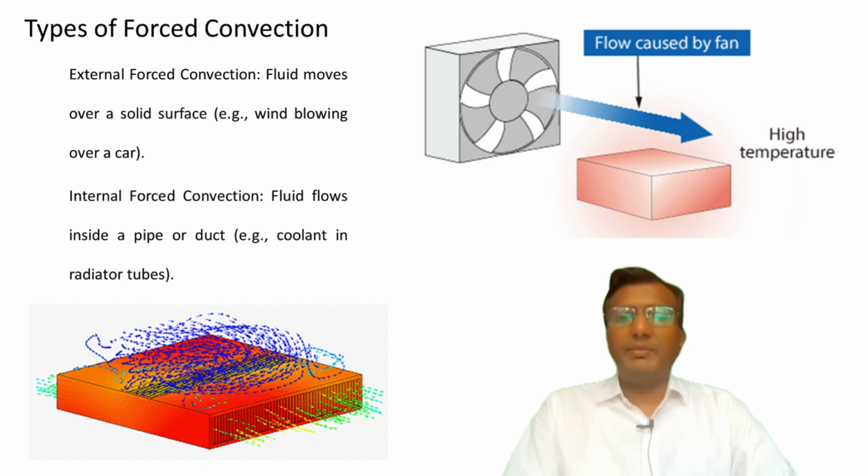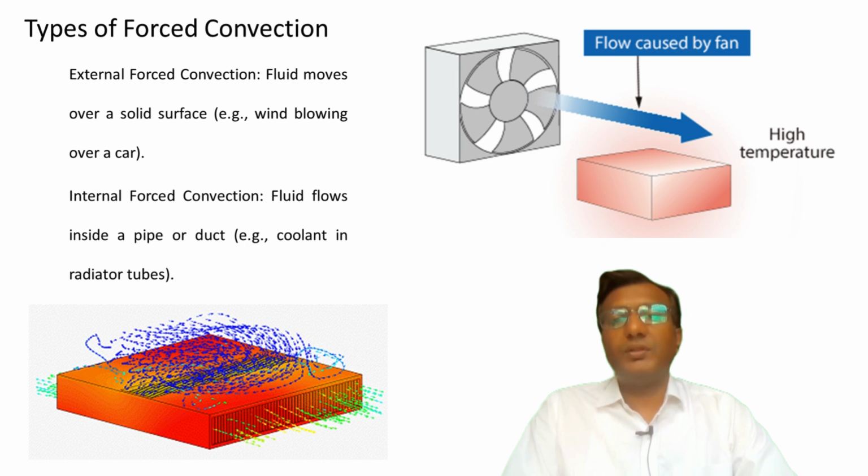Forced convection can be categorized into two main types. One is external and the other is internal. External forced convection occurs when a fluid moves over a solid surface, such as wind blowing over a car's hood or air forced over a heat sink by a fan. This type is common in cooling applications where the fluid is in open contact with the surface.